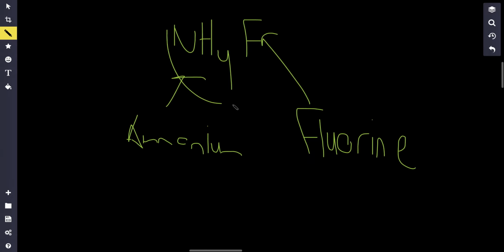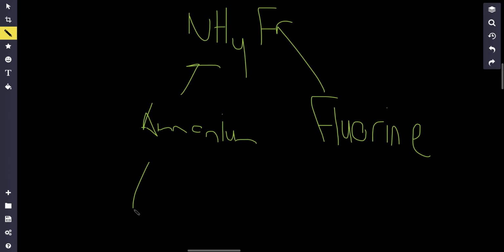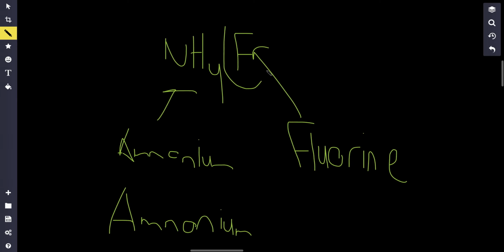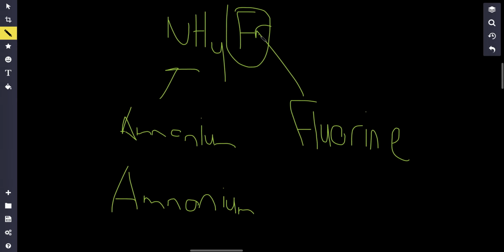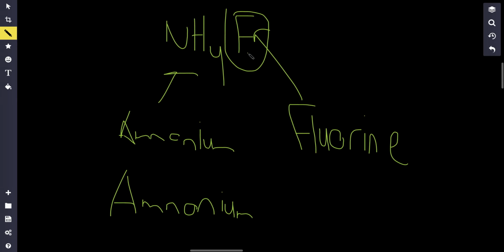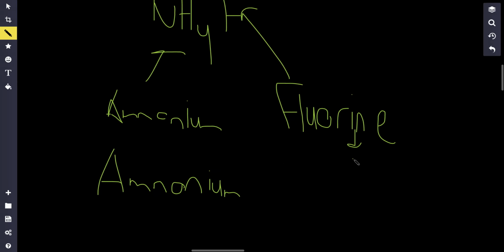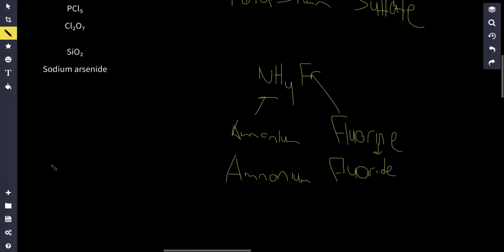Right, but you have ammonium in the front, and it's a polyatomic, right? So you don't change the name of it. And the element in the back, we just have a single element. If the thing in the back is a polyatomic, we don't change it. But if the thing in the back is an element, then remember fluorine, you've got to get that IDE ending, fluoride. That's going to be our answer, ammonium fluoride.